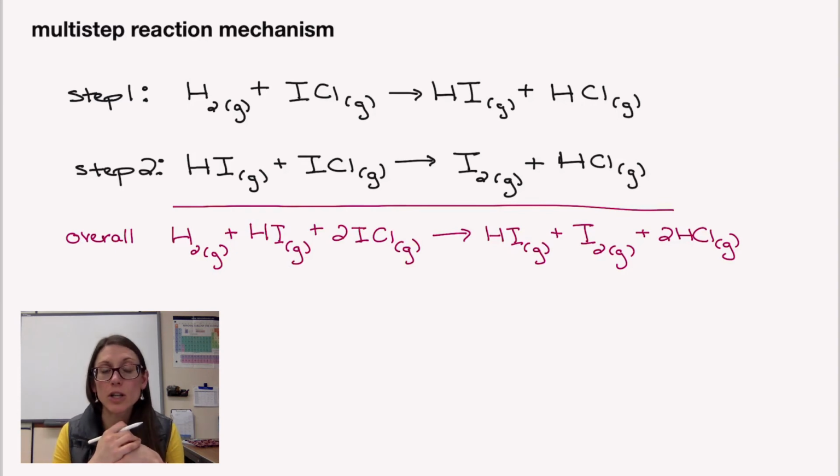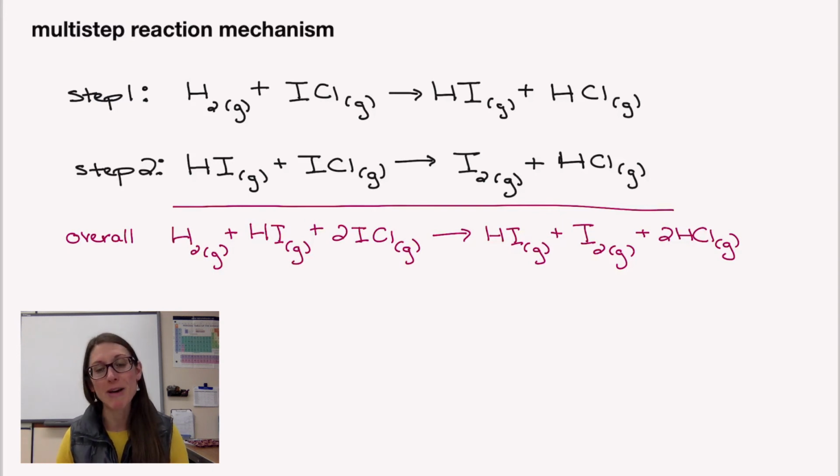Looking at this overall equation, you would already have a feeling that this was not going to happen in a single step. The left side of this equation as written has 4 particles that would have to collide, and that is not going to happen. So you already know there are some steps in it. And in this case, each of those steps is bimolecular, much more likely. So we can write an overall reaction for our mechanism.